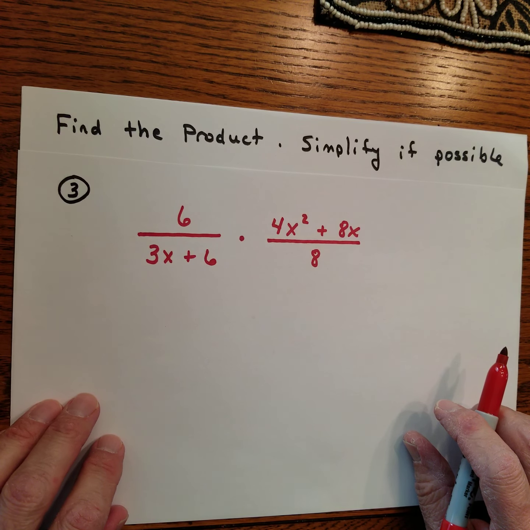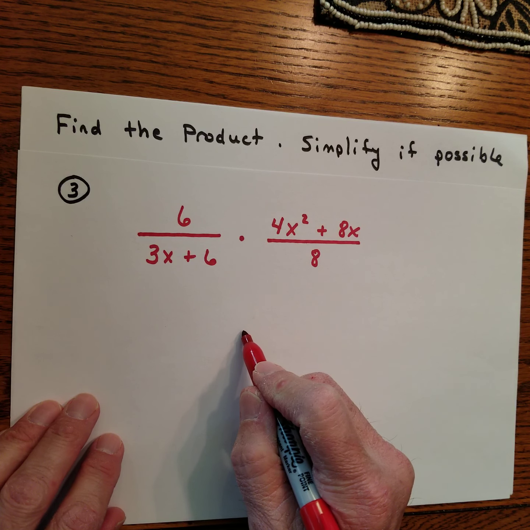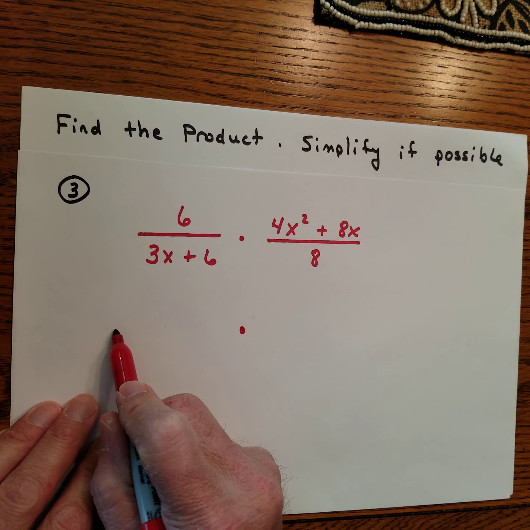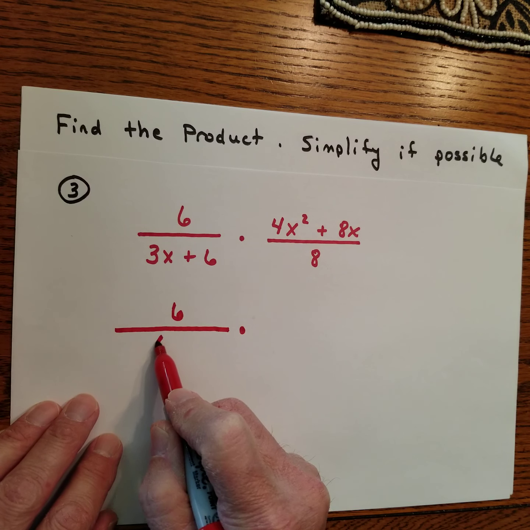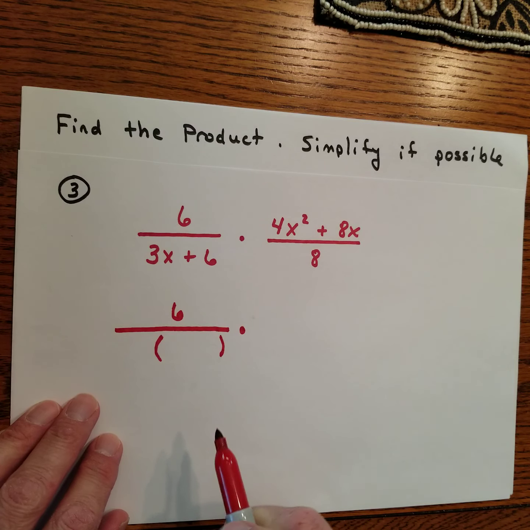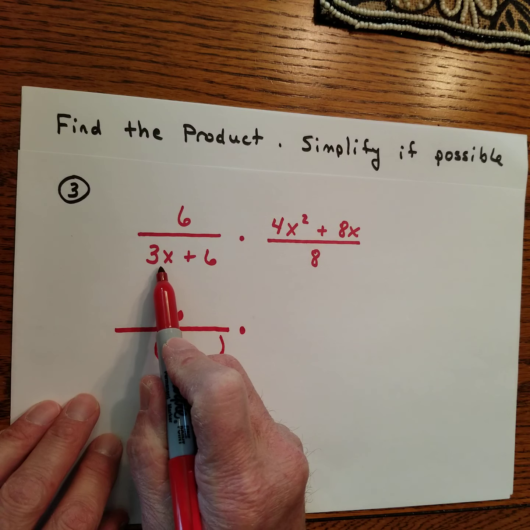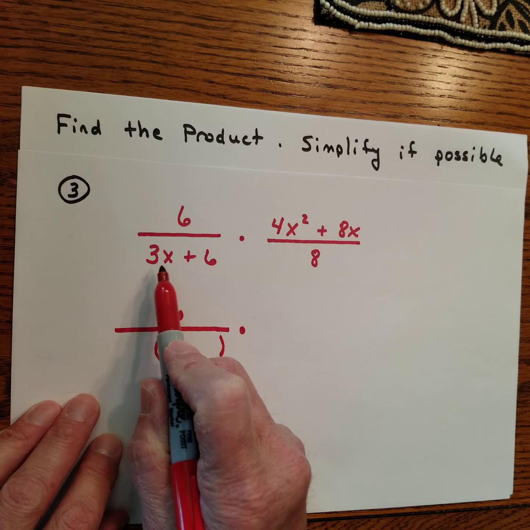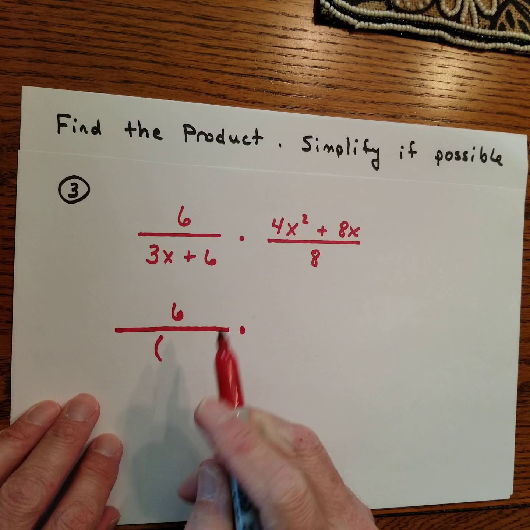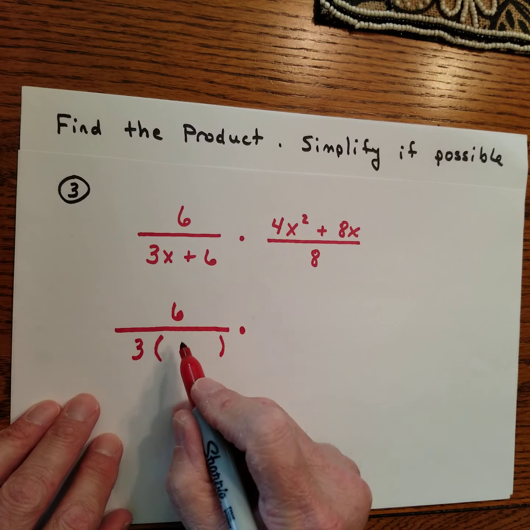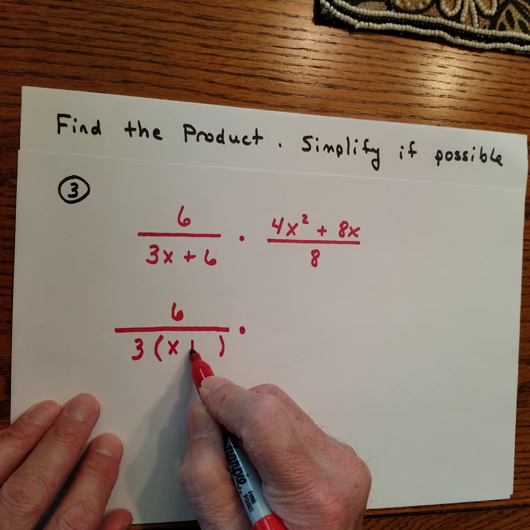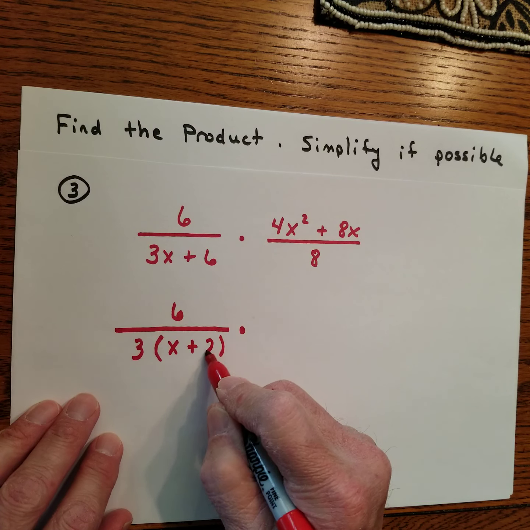Let's try one more example. First step, see if there's any factoring we can do. I'll copy the 6. And I'll notice here that I can divide 3 from this term, and I can divide 3 from this term. If I divide out a common factor of 3, 3 divided by 3 is 1x, and 6 divided by 3 is 2.